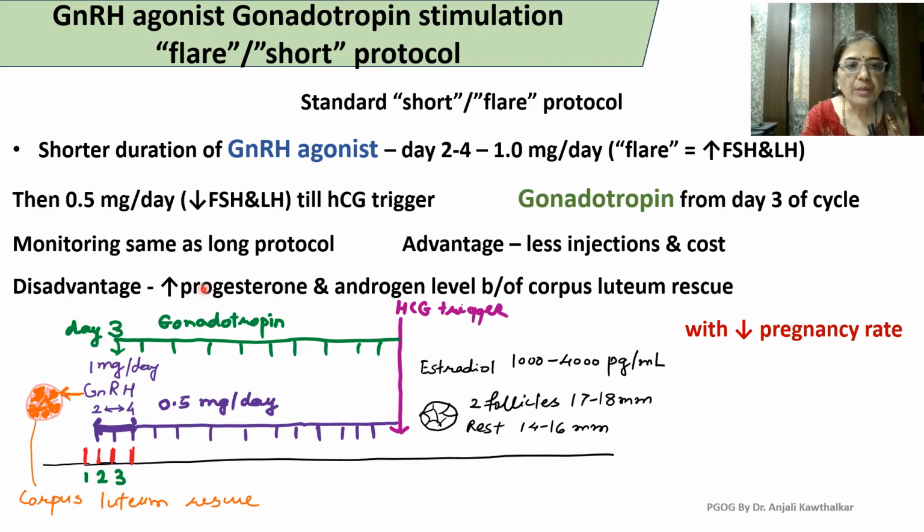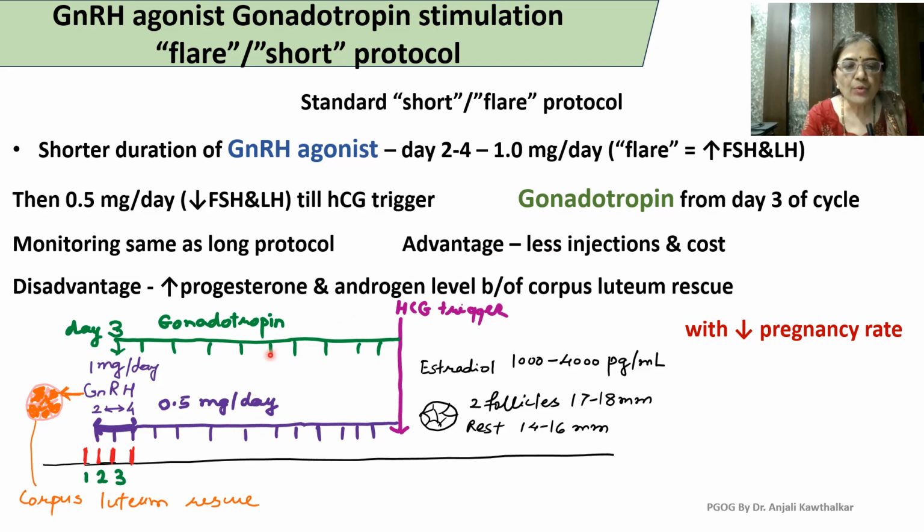Now, gonadotropin here is initiated from day 3 of the menstrual cycle. It is not that we see the serum estradiol and the size of the follicle, and only then initiate gonadotropin, as in the long protocol. But here, this GnRH analog is initiated on day 2, and gonadotropin administration is initiated on day 3 of the menstrual cycle. The rest of the monitoring is the same as the long protocol.